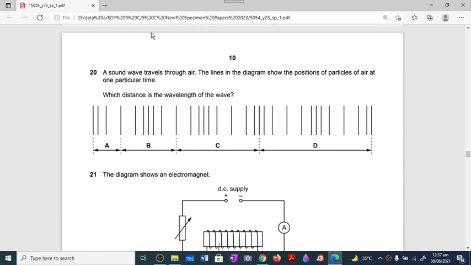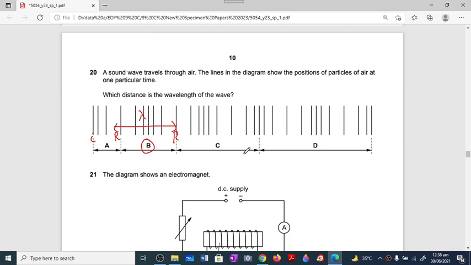A sound wave travels through air. The lines of the diagram show the position of the particles of the air at one particular time. Which distance is the wavelength? The distance between two consecutive compressions or rarefactions. Now if we observe, point A starts from a compression but does not end at a compression, so it is a rarefaction. Now these two distances will give you the wavelength, because wavelength is the distance between two consecutive compressions or two consecutive rarefactions.